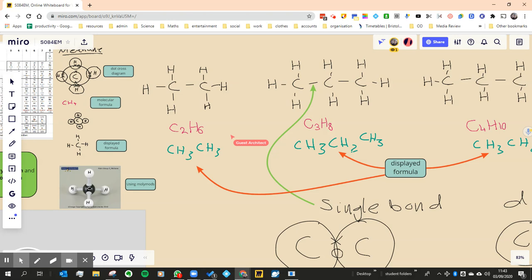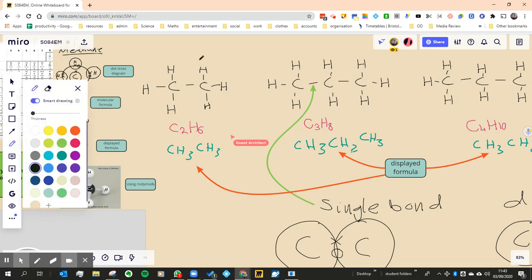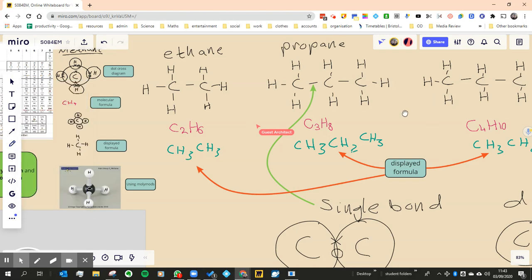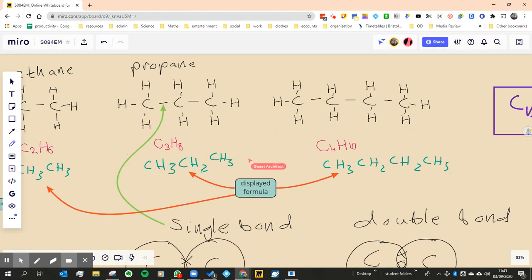Now I'm going to also tell you the names of these other molecules as we go along. So this one is called ethane. Notice the ending is the same, but the beginning is different. This one is called propane. And the last one is called butane.